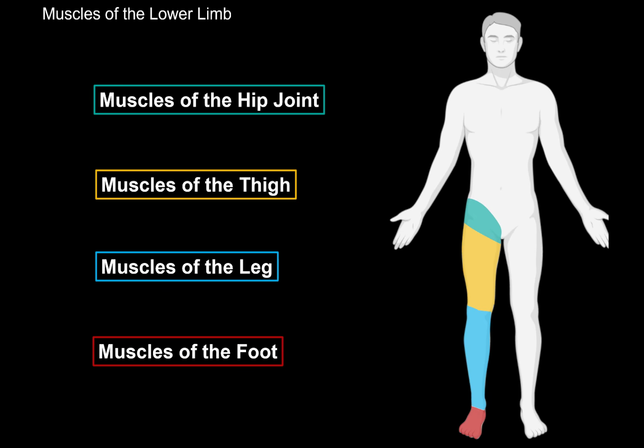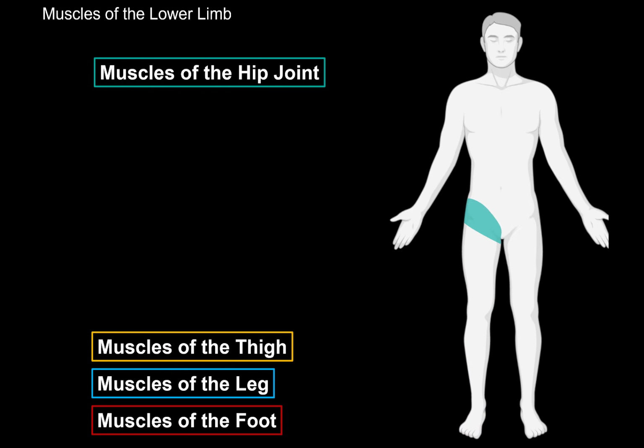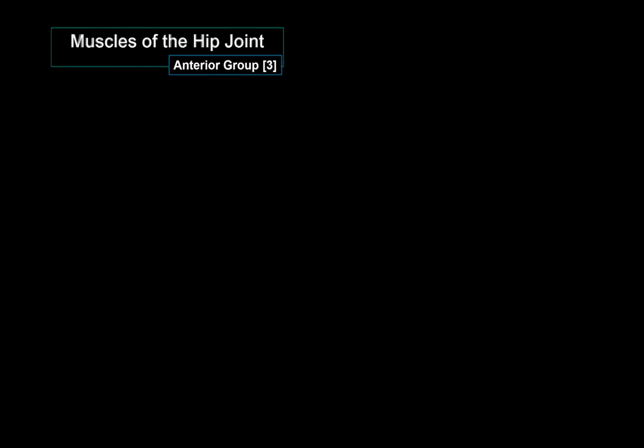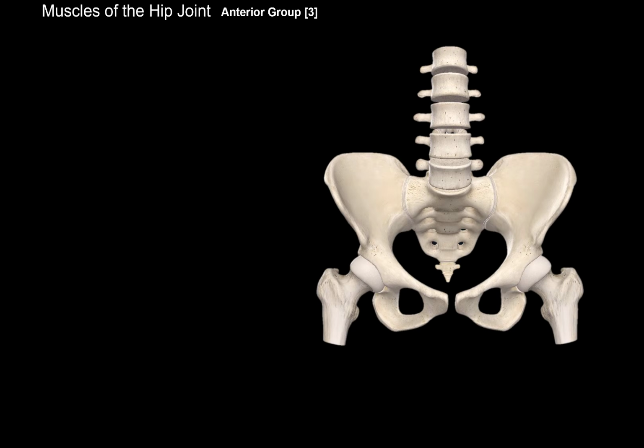So again, the muscles of the hip joint are what we're going to focus on today, and they're divided into two main groups. We have the anterior group, which consists of 3 muscles, and the posterior group, consisting of 10 muscles in total, divided into deep and superficial layers. Let's work our way through all the muscles, starting with the anterior group, and we will use this pelvis as a standpoint on which we will add the muscles.